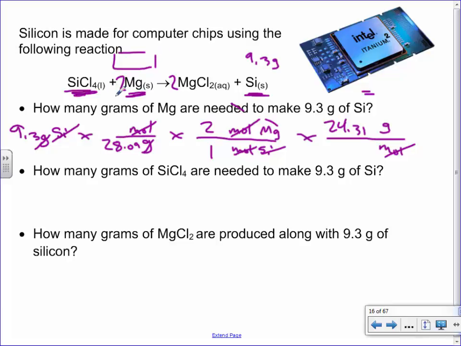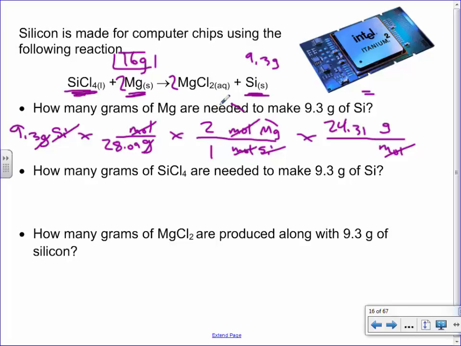So calculate it. 9.3 divided by 28.09 times 2 times 24.31. I got 16.6. 16.6? No? Oh, I see where I messed up here. Thank you. That's 9.3. 16.1? 16.1. 16.097. Okay. With sig figs, I think I only get 2. So how much magnesium should you bring? Bring 16 grams.